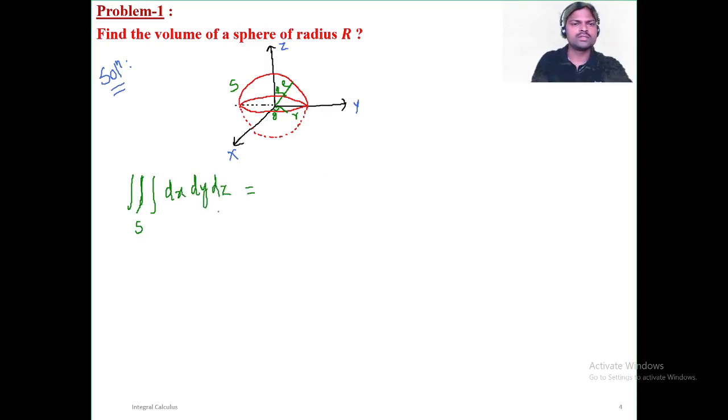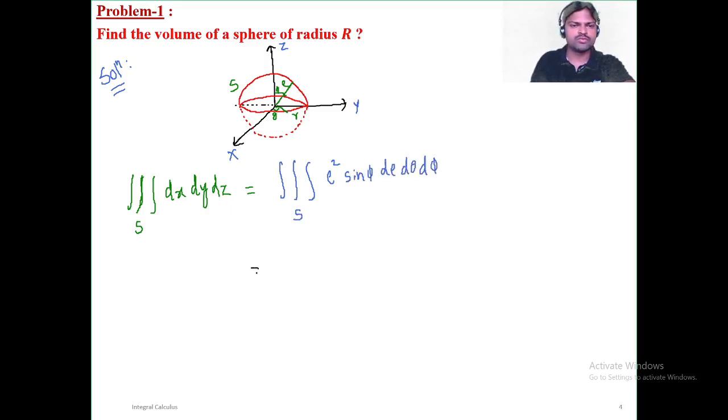Since this solid is a sphere, I am adopting the spherical polar coordinate system to evaluate the integral easily. So for that the Jacobian will come extra. What is the Jacobian? Rho square sin pi, and d rho, d theta, and d pi, over the solid.